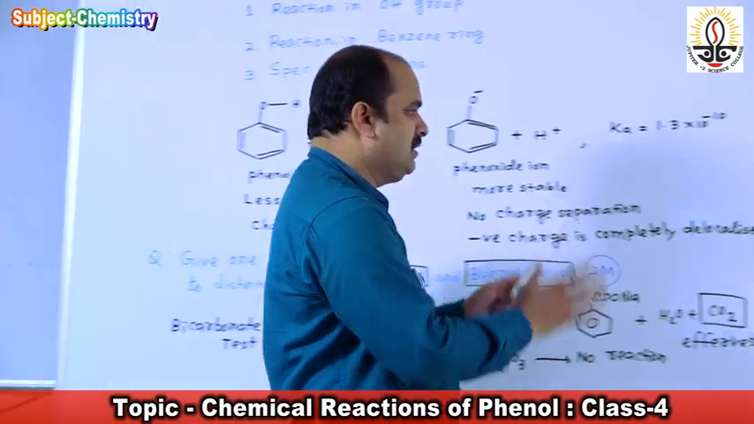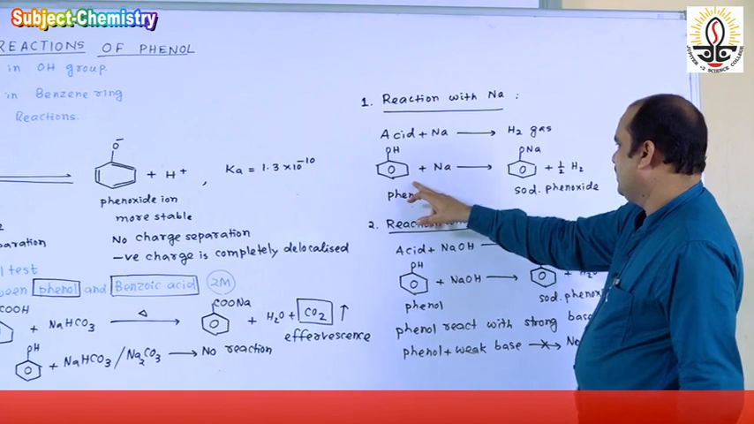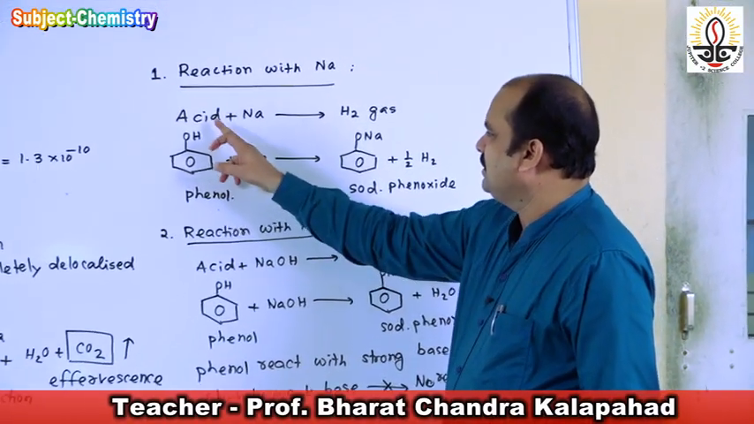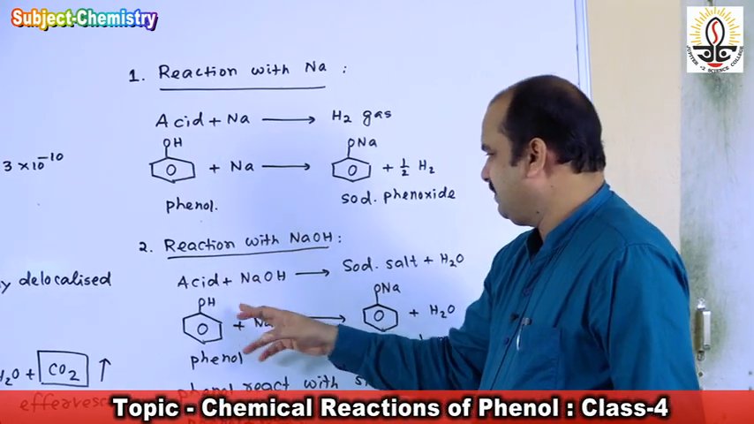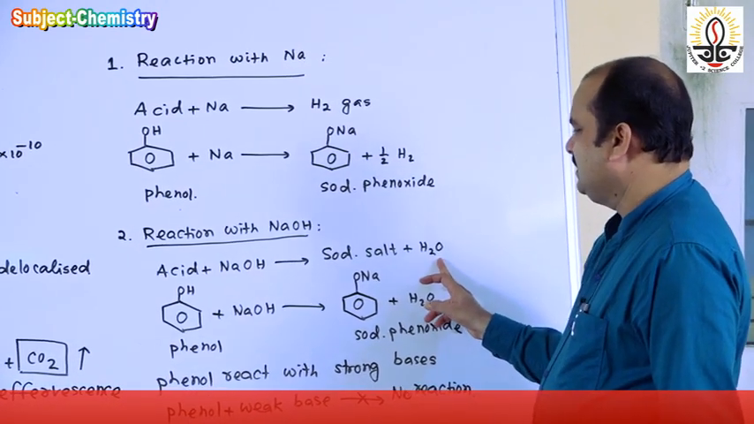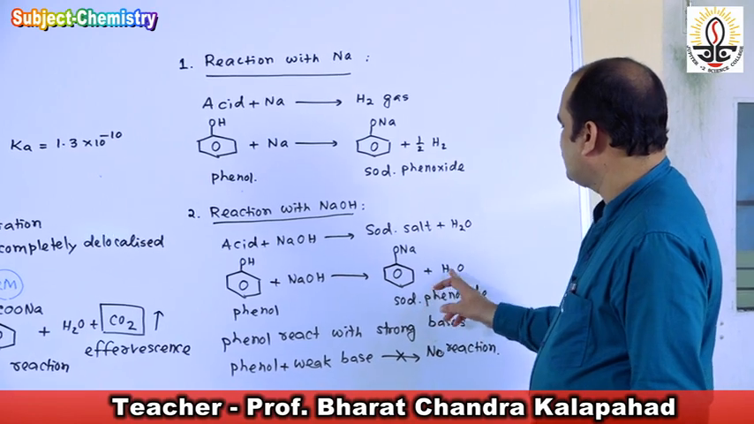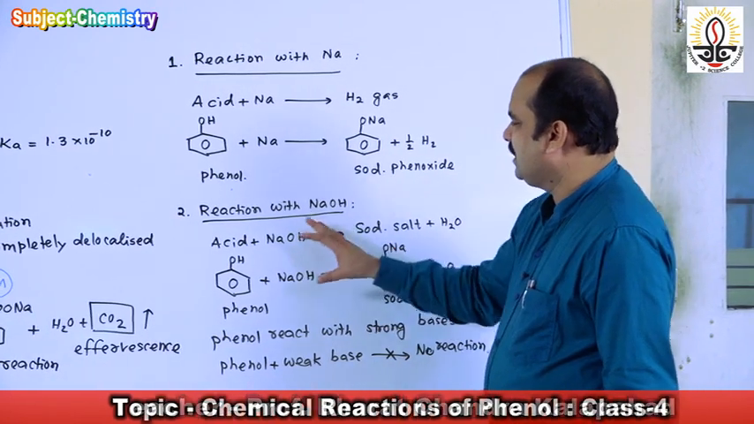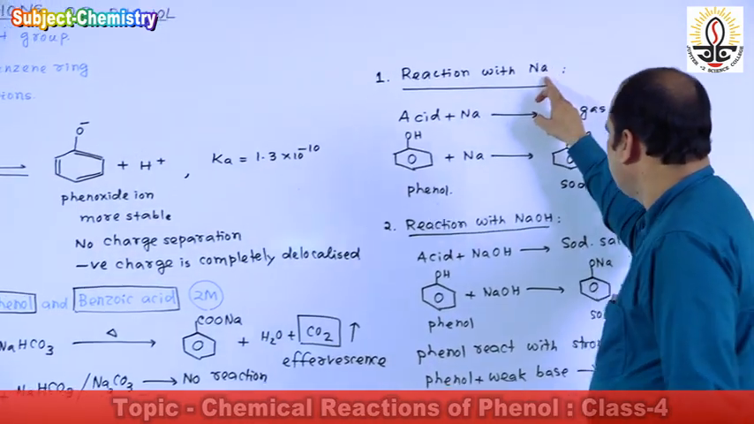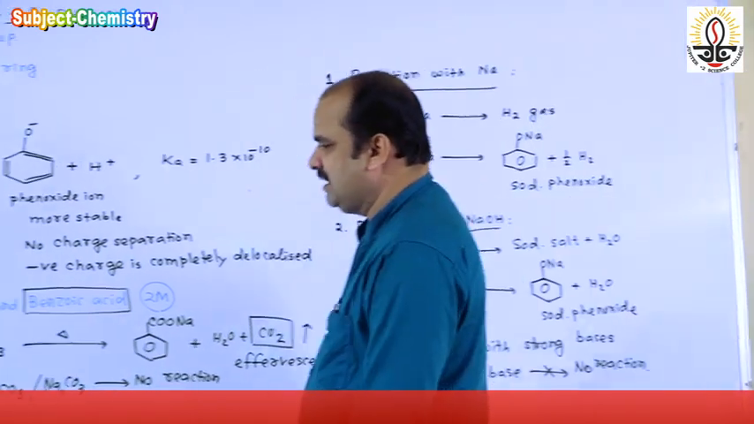Now we will summarize the reactions. When phenol reacts with sodium metal, H2 gas is liberated. It indicates phenol is an acid. Again, when phenol reacts with sodium hydroxide, it gives sodium phenoxide. It indicates phenol is an acid. So the acidic nature of phenol is attributed by reaction with sodium metal and reaction with NaOH. Now we will discuss the next chemical reaction.